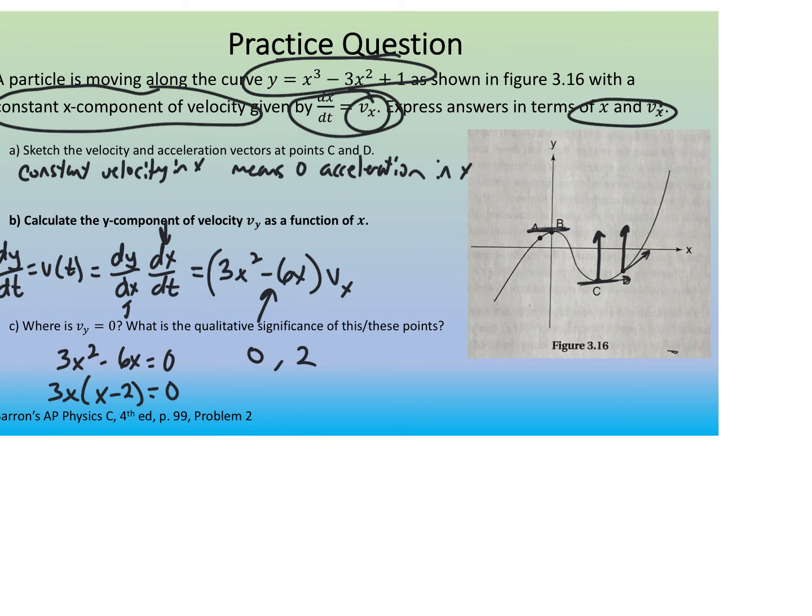So the qualitative significance of this, what does it mean that the y component of our velocity was 0? Our function is moving to the left constantly. But what this meant is that our particle was moving up, but has now stopped moving up and is now moving down. And at that instant, at 0 and 2, our particle is motionless in the y direction. It's still moving in the x direction, but in the y direction, it's changing from increasing to decreasing, and so it's stopped momentarily.